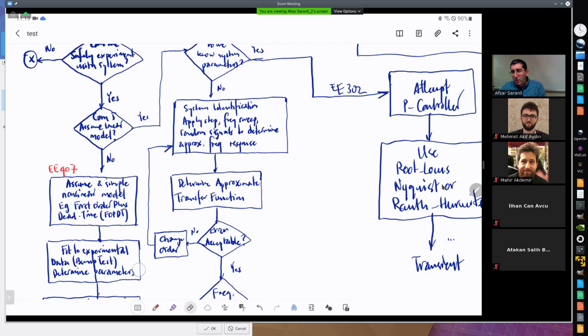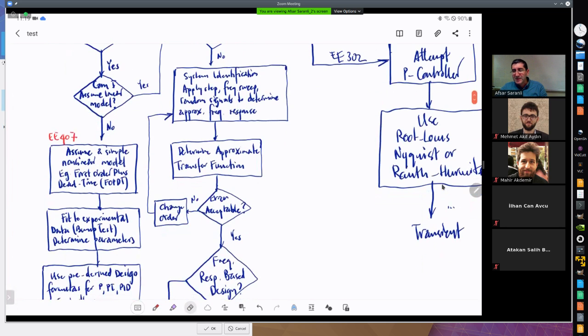So what we can do in this case is nothing that we have seen in 302. The means to do that is that we will assume a simple nonlinear model. And this brings us to one topic that we will discuss in detail. We can assume a model called the first order plus dead time, or FOPDT model. Now this is a simple first order model, but we also include a time delay in this model.